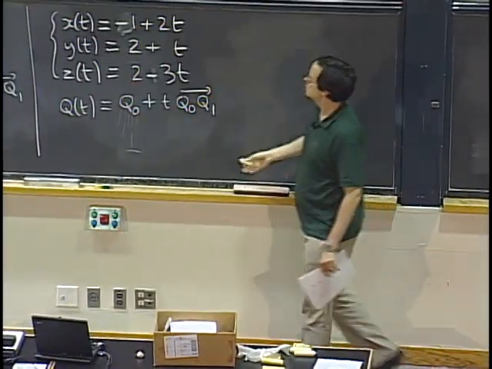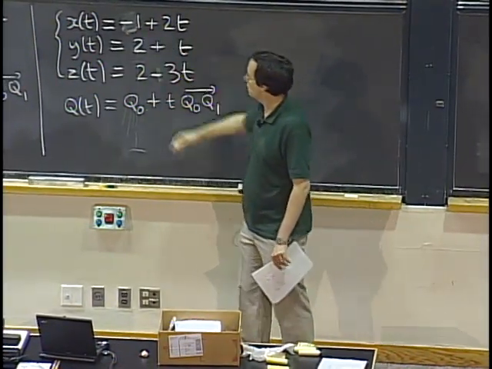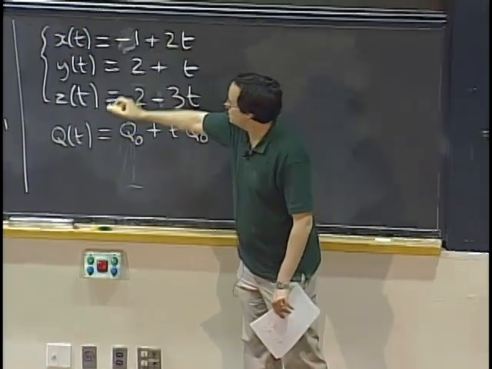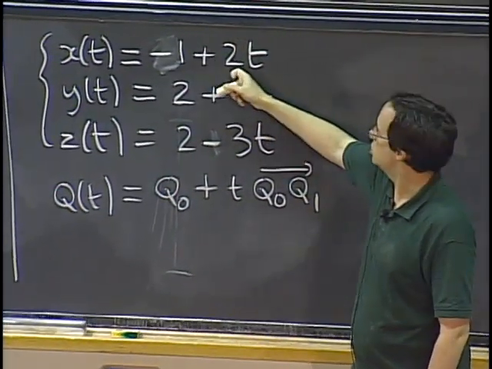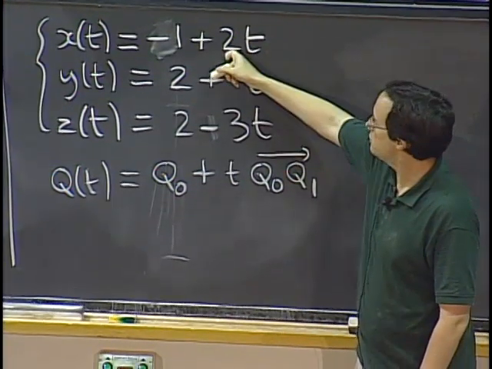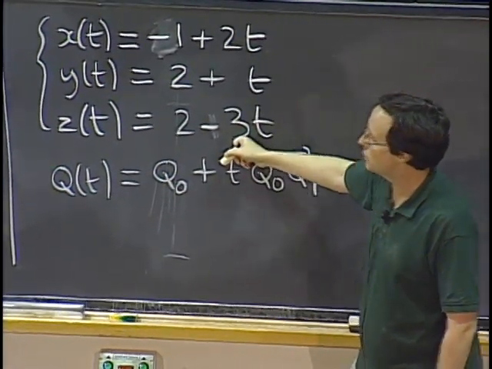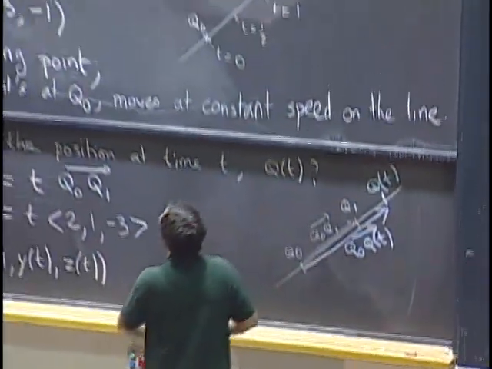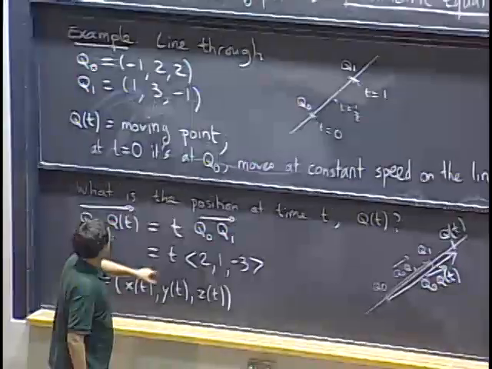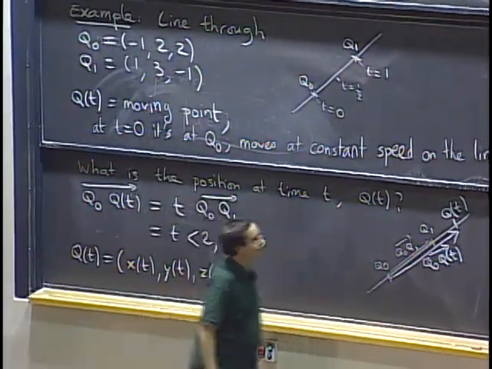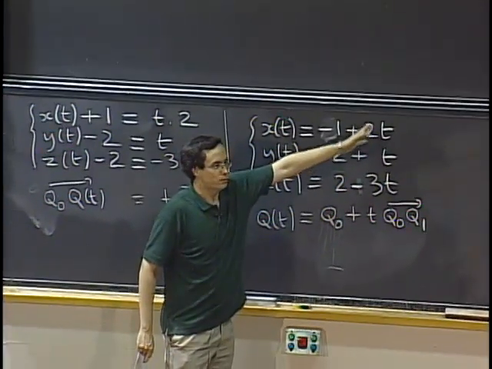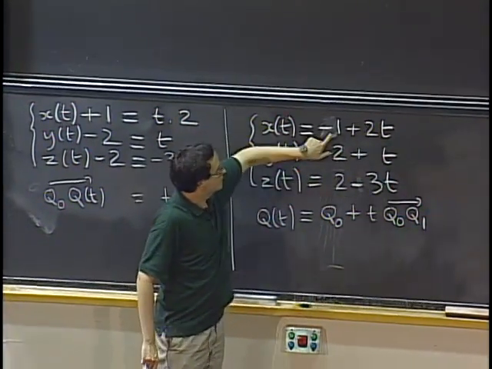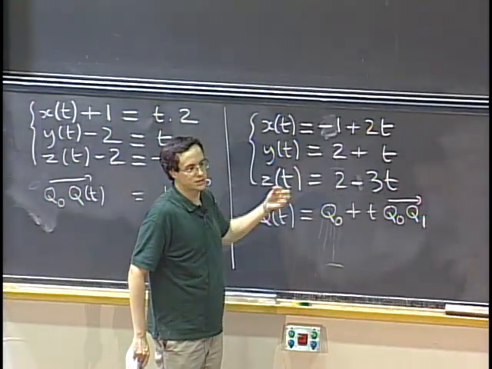In fact, parametric equations of lines always look like that. x, y, and z are functions of t that are of the form a constant plus a constant times t. The coefficients of t tell us about a vector along the line. Here we have a vector q0, q1, which is 2, 1, negative 3. And the constant terms tell us about where we are at t equals 0. If I plug t equals 0, these guys go away. I get minus 1, 2, 2. That's my starting point.